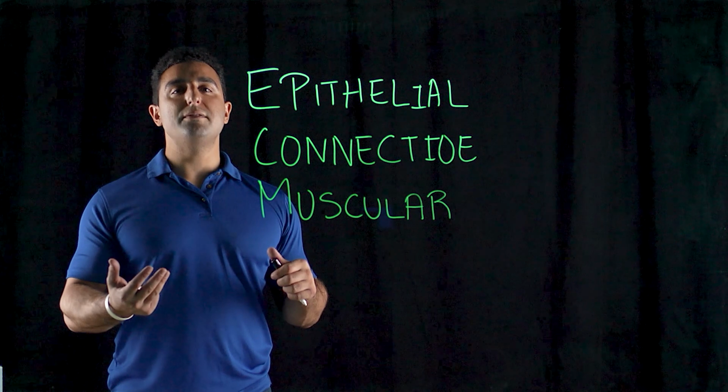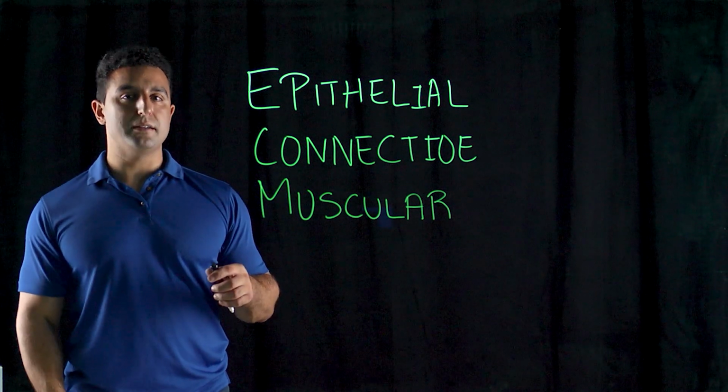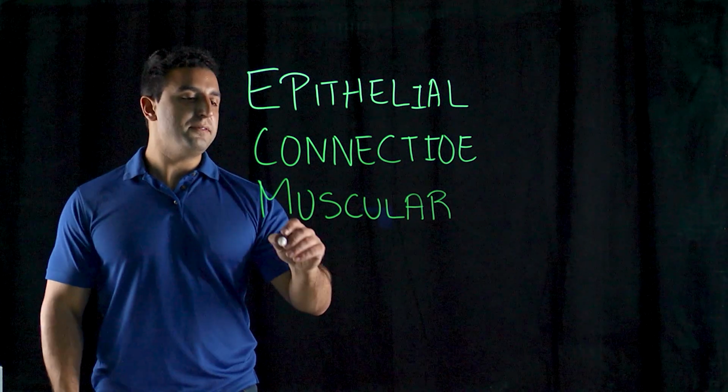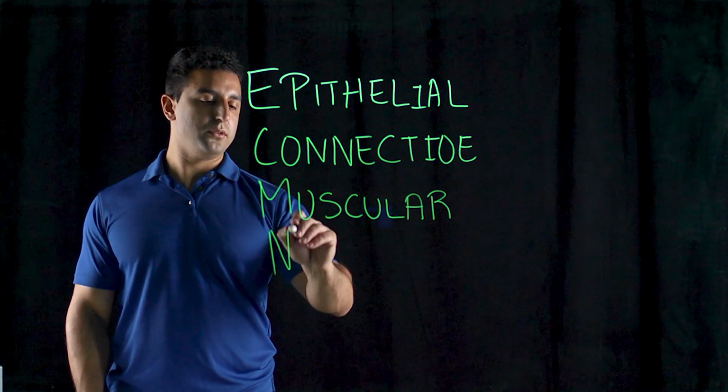And then the final one is the cardiac muscle. So cardiac muscle, cardi, is what? The heart. And then finally, you have neural tissue.